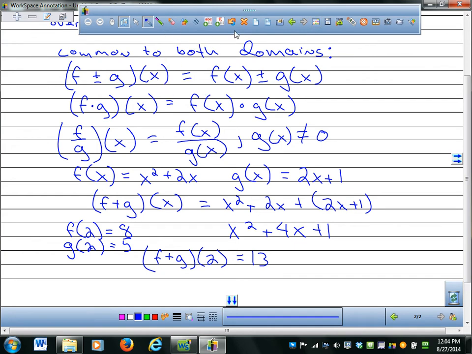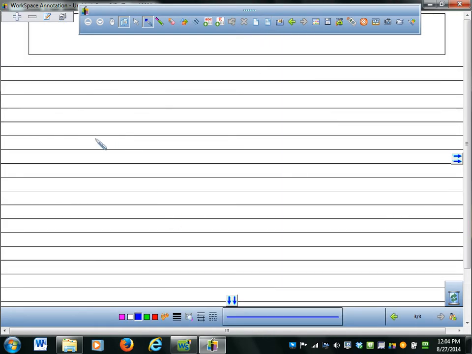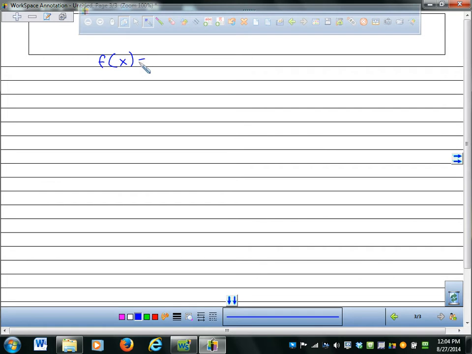So I'm going to give you an example of multiplication now. So new page. So now let's do multiplication. Oh, I have to write down my f of x and g of x again. So f of x was x squared plus 2x, and g of x is equal to 2x plus 1.